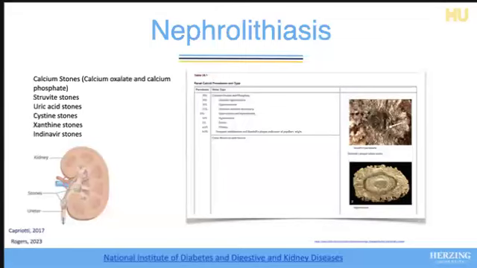But the risk factors for developing nephrolithiasis include dehydration, dietary factors, metabolic disorders, and even certain medical conditions and sometimes medications. So treatment aims to manage that pain and promote that stone passage, prevent recurrence, and then address that underlying cause of those kidney stones.